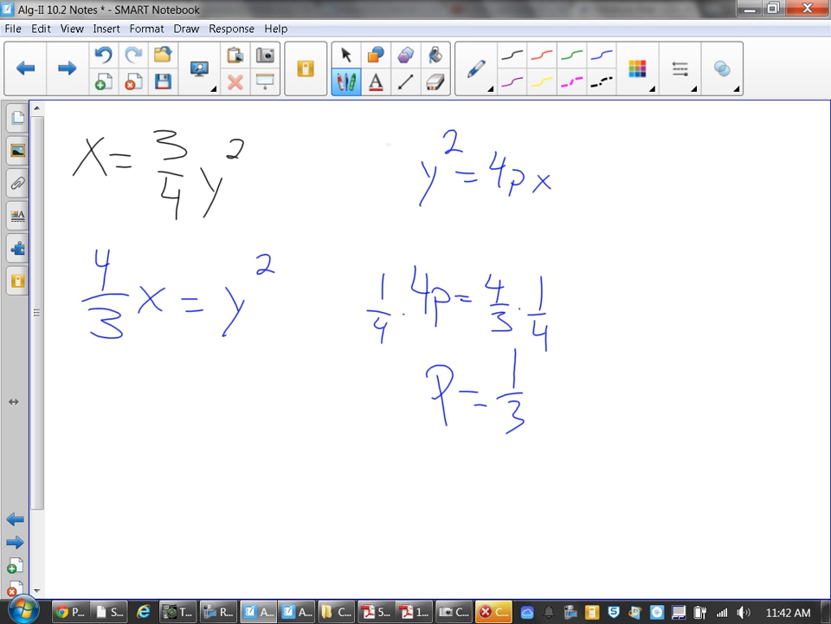Okay. So if my p value is 1/3, my origin is still at 0, 0. P value is positive, it's y squared. Which direction is it going? It's going to the right again. Very good. It's going to the right again, so I know it's got to do this. There's my origin at 0, 0. My p-value is 1/3. Where's my focus?